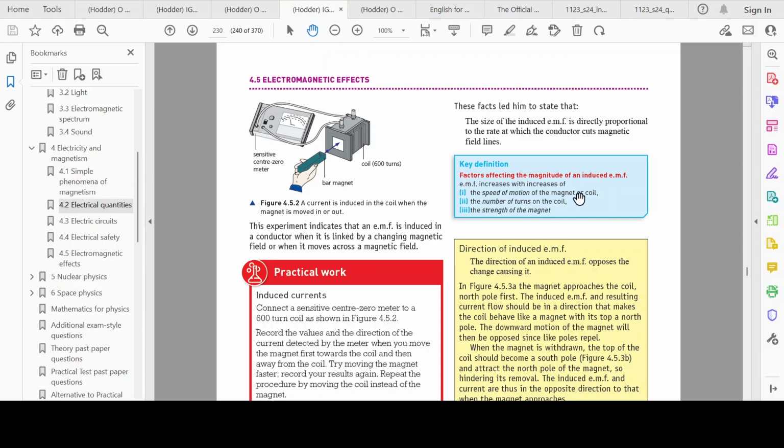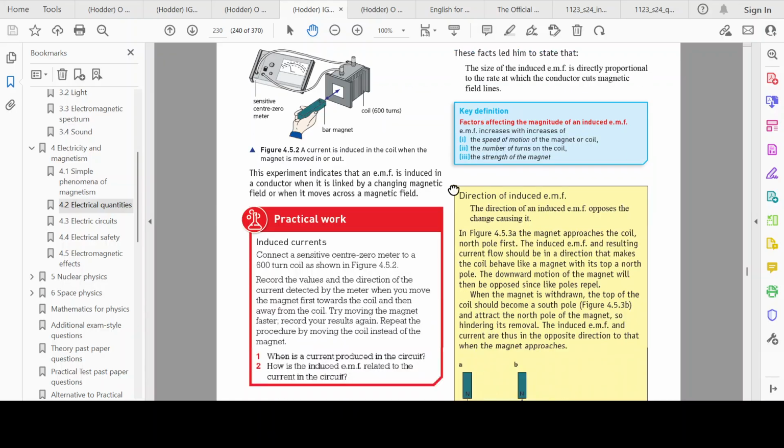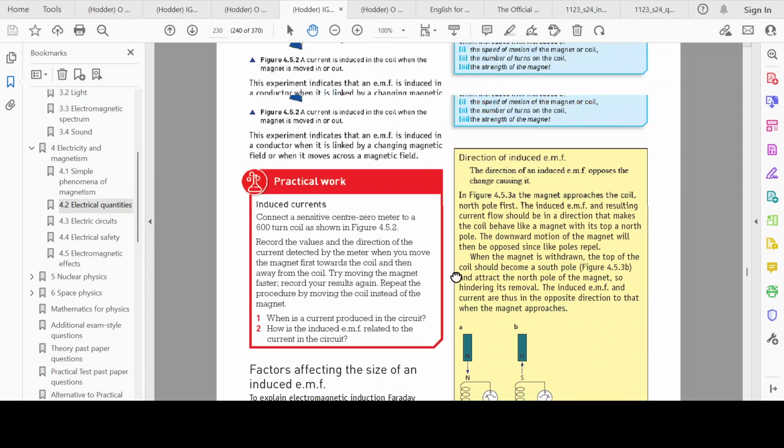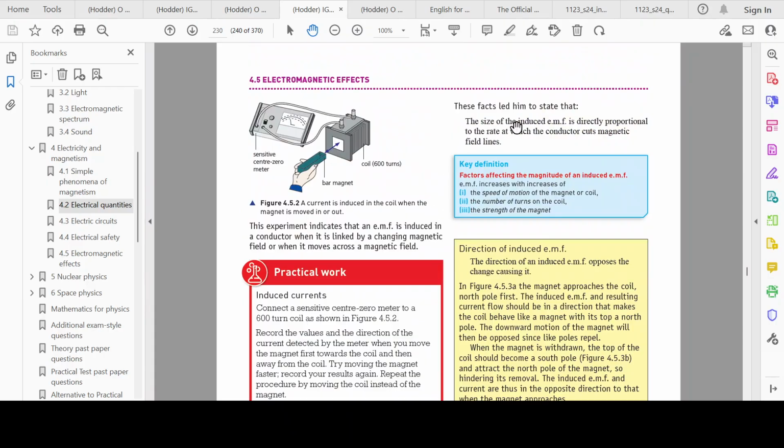Okay, and so that's given over here, factors affecting the magnitude of an EMF. And so Faraday stated, they could ask this for 1 mark probably, what is Faraday's statement about induced EMF? The size of the induced EMF is directly proportional to the rate at which the conductor cuts magnetic field lines. So the rate at which it's cutting.